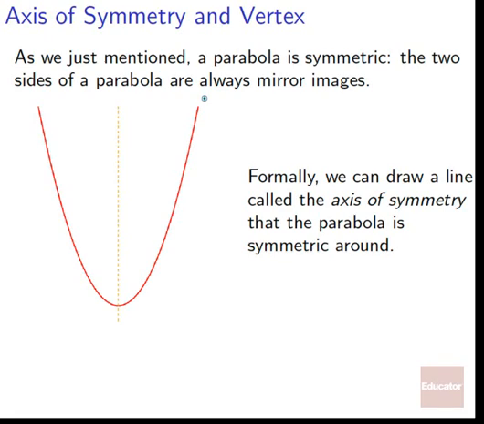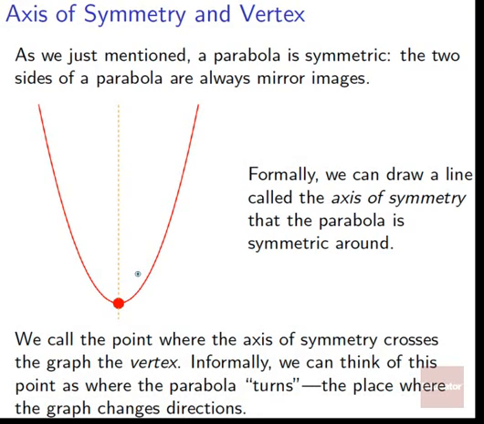Formally, we can draw a line called the axis of symmetry that the parabola is symmetric around. So if we go to the right at some height, and we go to the left at the same height, we'll notice that the distance here is equal to the distance here. If we do that at a different height, like say here, these two are going to be equal as well. So that's what we've got for symmetry. There's this axis, this imaginary line that we can put down the middle, that makes each side exactly the same as the other, a mirrored reflection, symmetric around that axis of symmetry.